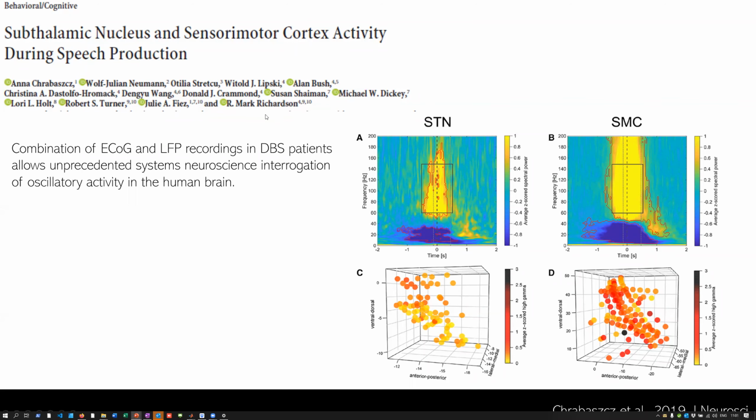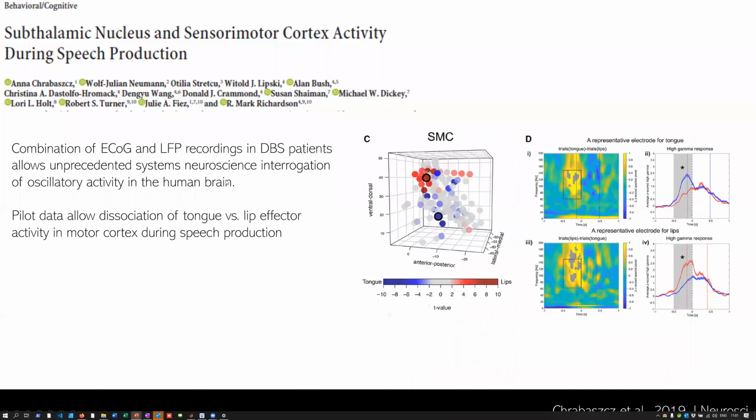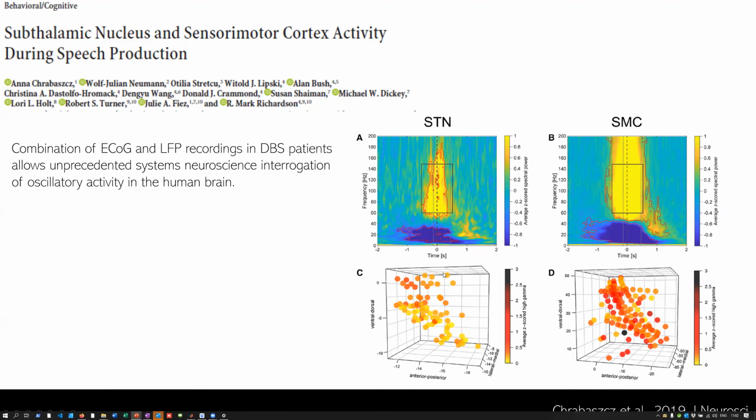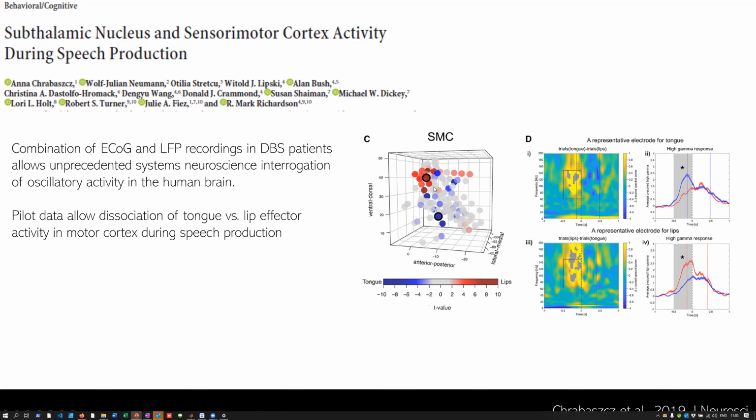We have used this, and Mark Richardson has really used this for a long time. In a recent publication in the Journal of Neuroscience, we could show that the cortical activity and high gamma band activity, particularly during speech production, allows us to decode specific aspects of the vocalization. We could identify spatial spectral patterns of tongue-related vowels versus lip-related speech. This gives us a very fine-grained opportunity to identify electrophysiological patterns in relation to behavior that is impossible to reach from the subthalamic region, where we could not differentiate these very specific aspects of speech production.